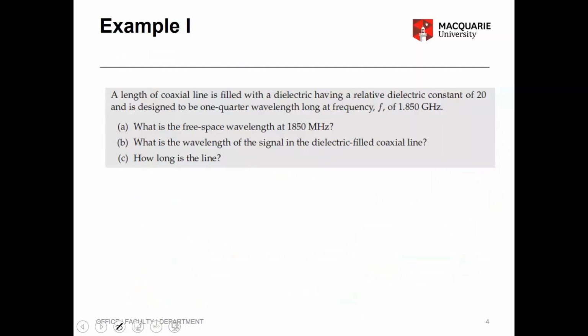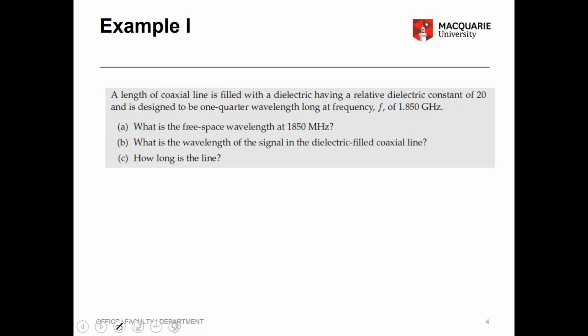Now we'll go through an example to make it clear. I want to try to cover a few more examples as we go on in this course, especially on these new concepts, unlike the previous ones that you have already covered. A length of coaxial line is filled with a dielectric having a relative dielectric constant of 20 and is designed to be 1/4 wavelength long at a frequency of 1.85 GHz.